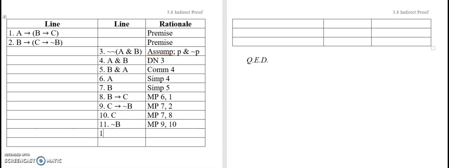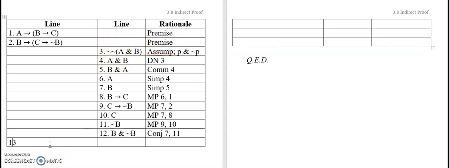And now I'm ready to build my contradiction, because I've got B here and I've got not B here. So B and not B. Conjunction on, what was that? That was 7 and 11. And now the big payoff. Having obtained a contradiction, which is what I was looking for with respect to this assumption, what do I do with this assumption? I discharge it.